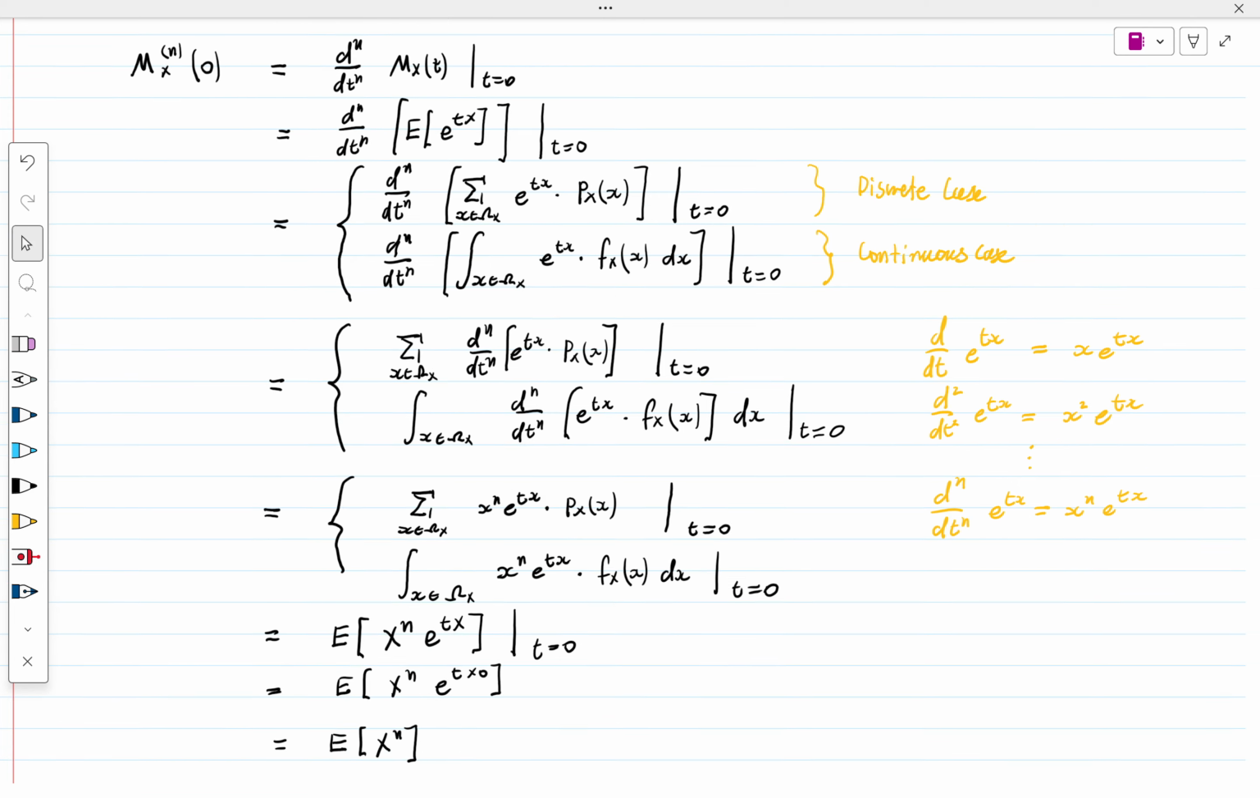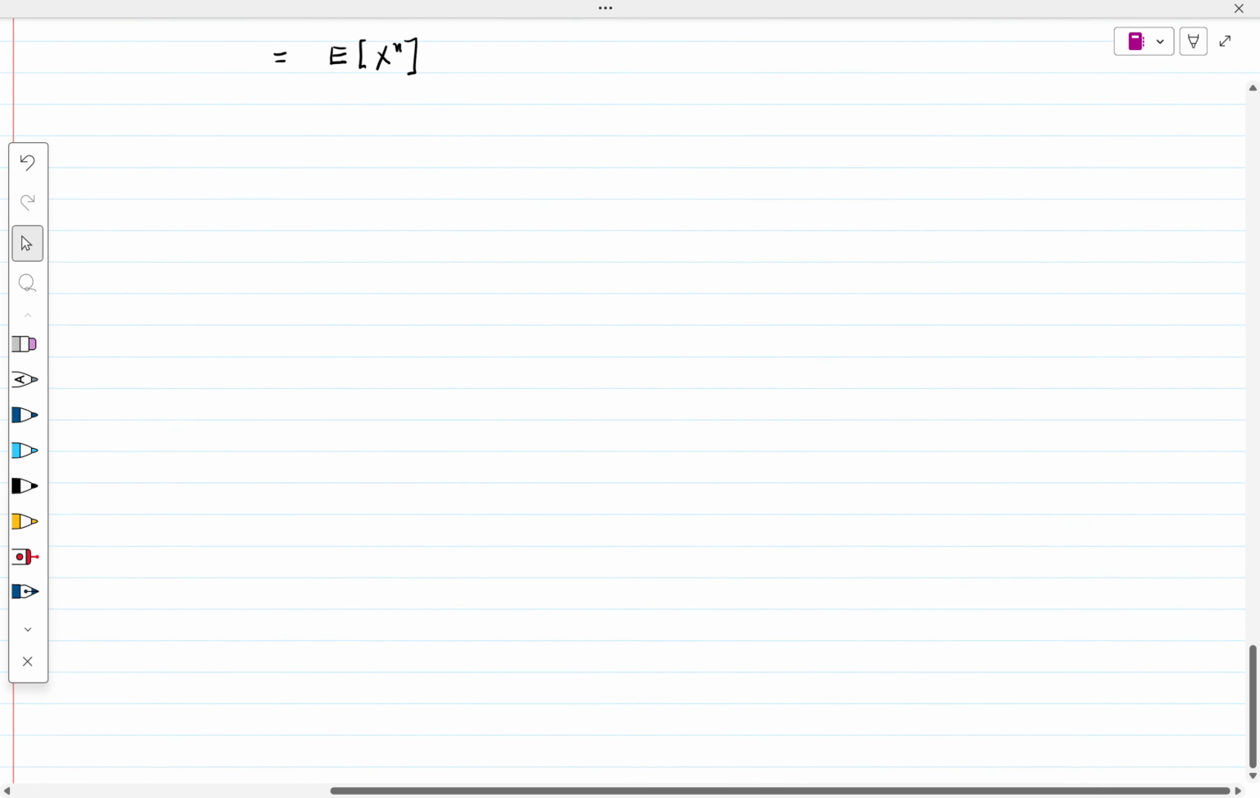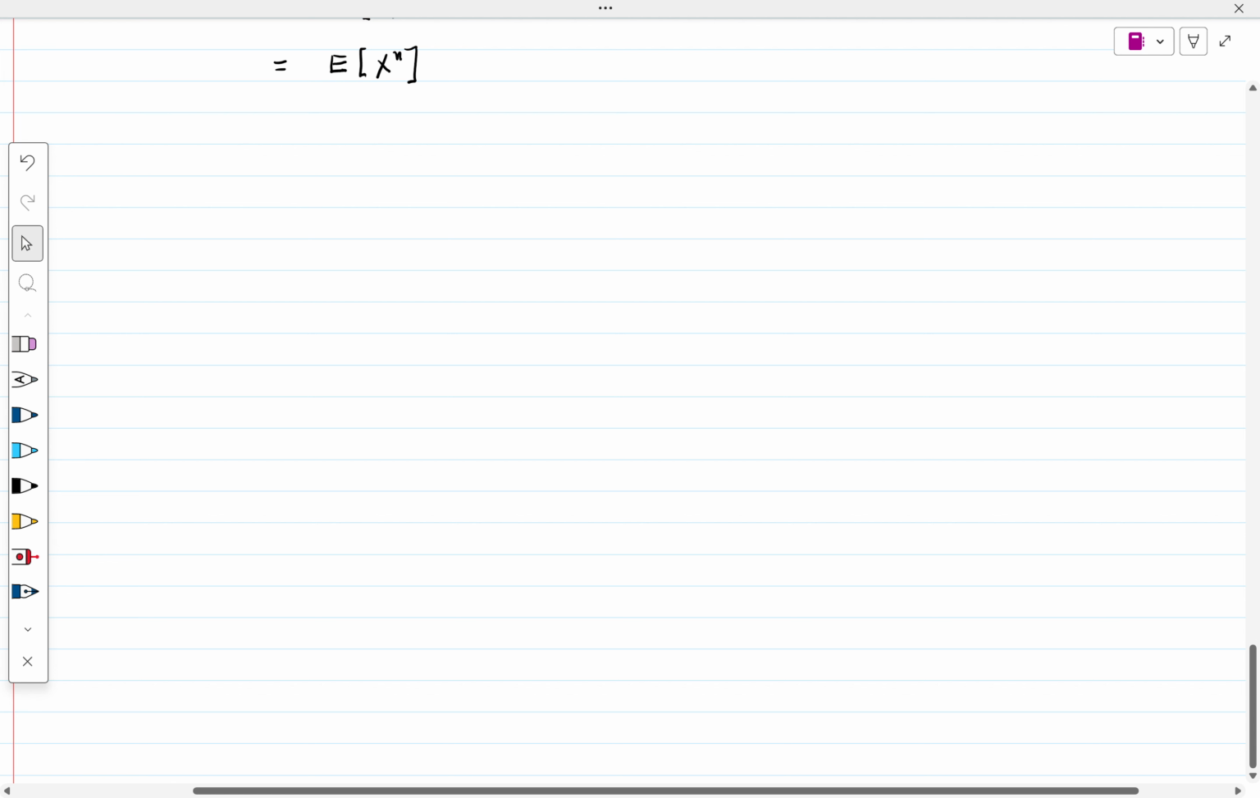So now that we've computed this, let's go for a specific example.